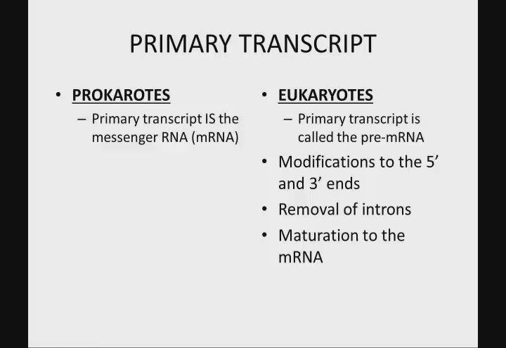All right. Now, in eukaryotes, that primary transcript, that copy of the mRNA of the DNA molecule, in fact, is a pre-mRNA. And we're going to see modifications need to be made to both the 5' and 3' ends, and then we're going to have to remove what are called introns, or non-coding sequences, from the pre-mRNA before we have a maturation event of that mRNA and it's ready to be translated.